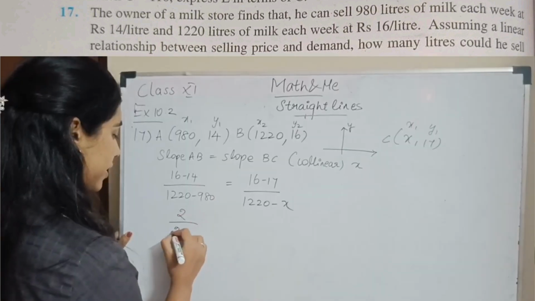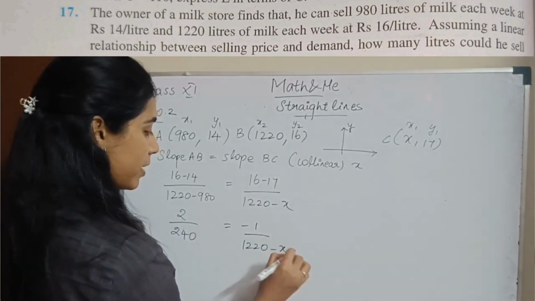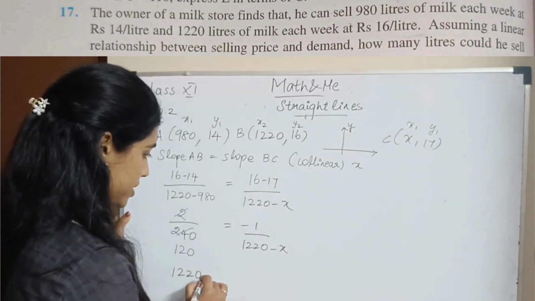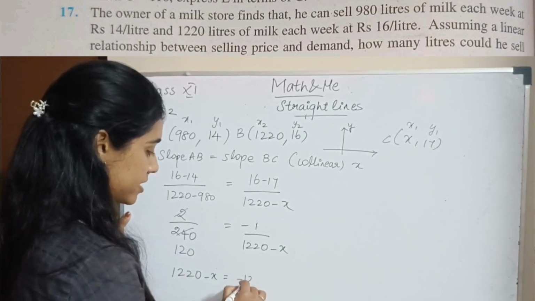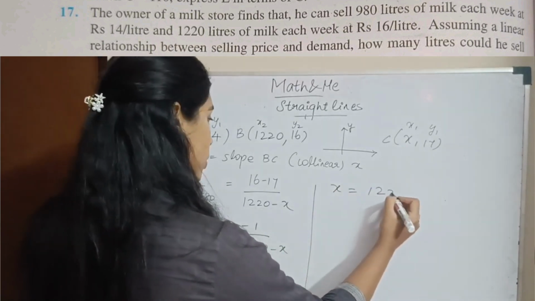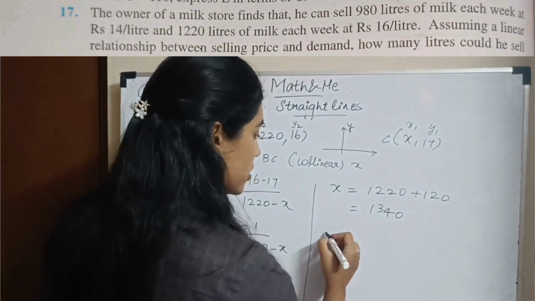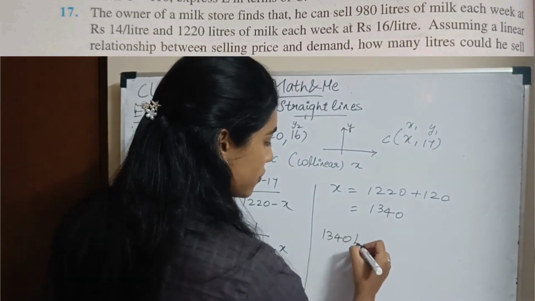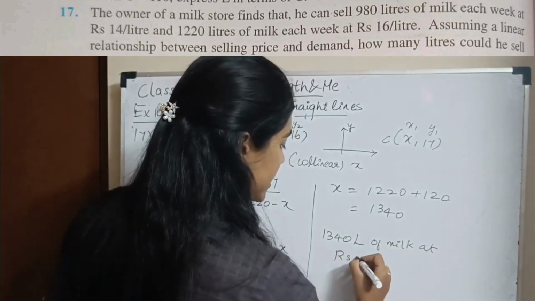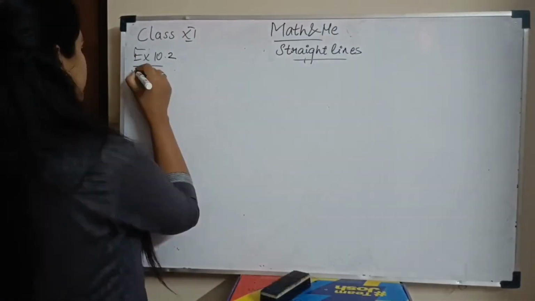We have 2 divided by 240 equals minus 1 divided by 1220 minus x. So this is 120. I'm going to cross multiply. So you have 1220 minus x equals minus 120. So when I try to solve this, I take the x. I have 1220 plus 120. So what is it? 1340. So basically the farmer sells 1340 liters of milk at rupees 17 per liter. Okay.